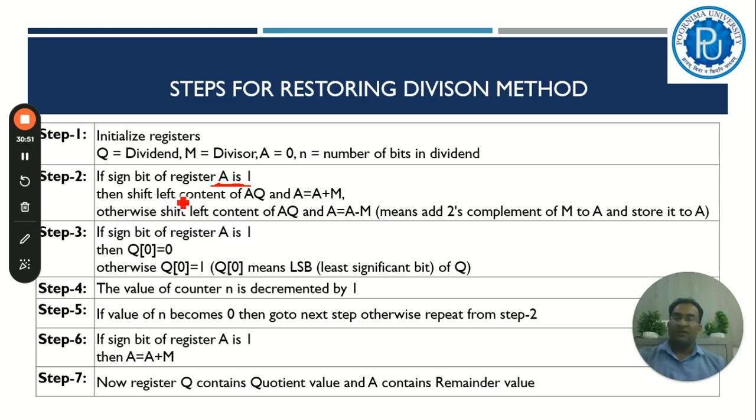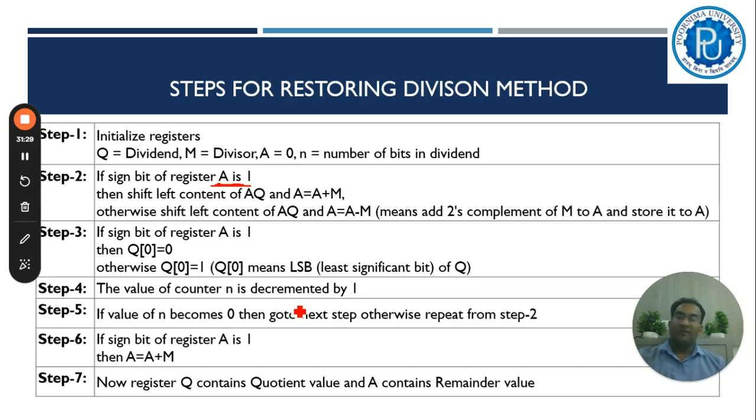After this operation, that is of addition or subtraction, whatever the value of A is, we again see the sign bit of A. If it is 1, then we set the 0th index of Q, that is the LSB of Q, equal to 0. If it is equal to 0, then we set the LSB, or the 0th index of Q, to 1 there. Then in every pass the value of n is decremented by 1, and it goes on till the value of n becomes equal to 0. So if the value of n becomes 0, then go to the next step. Otherwise we have to repeat all these steps from step number 2 there.